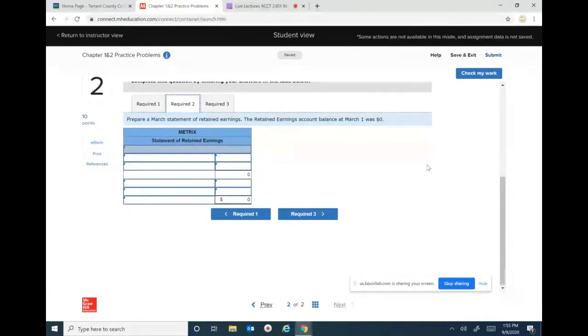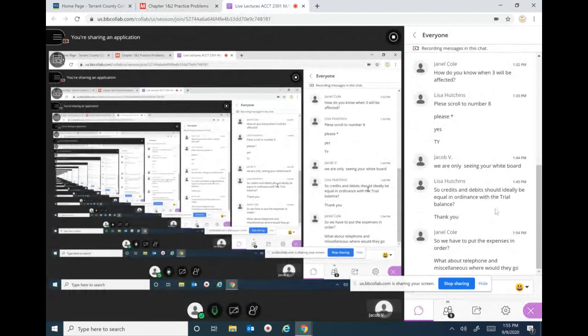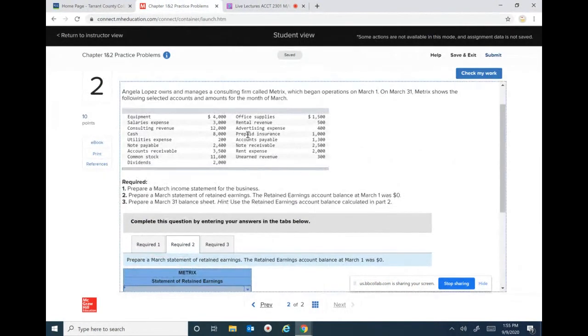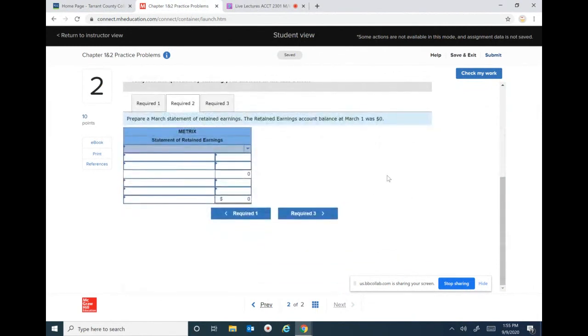Okay, so the company prepares the statement of retained earnings. What about telephone and miscellaneous? It depends on how big they are, Janelle. Do we have telephone and miscellaneous? I'm just going with the information up here. So if we have any other expenses, we will fit them in depending on how big they are.